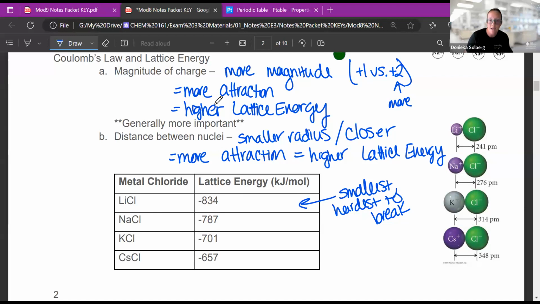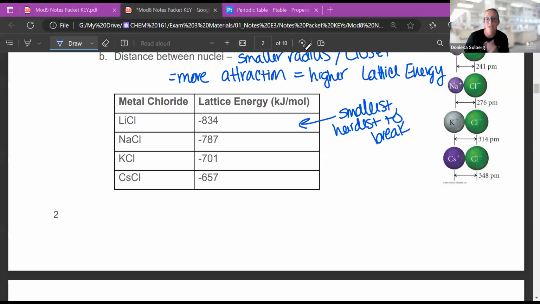Okay, so lattice energy has to do with the charges and then how close they are together. So what I recommend doing now is doing the second example on this next page and then checking your answers.